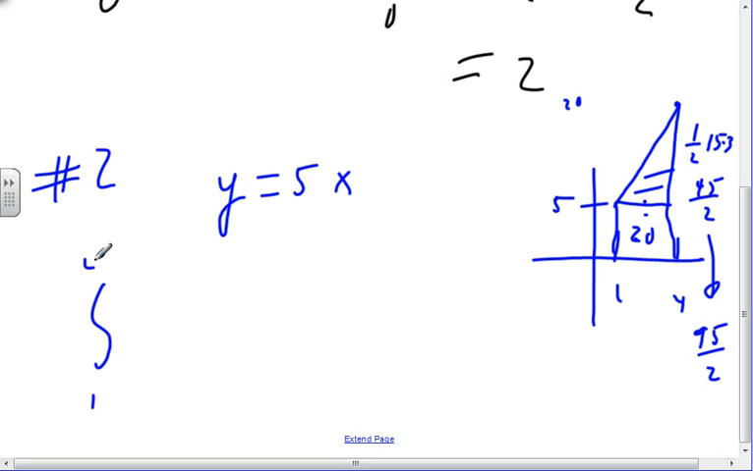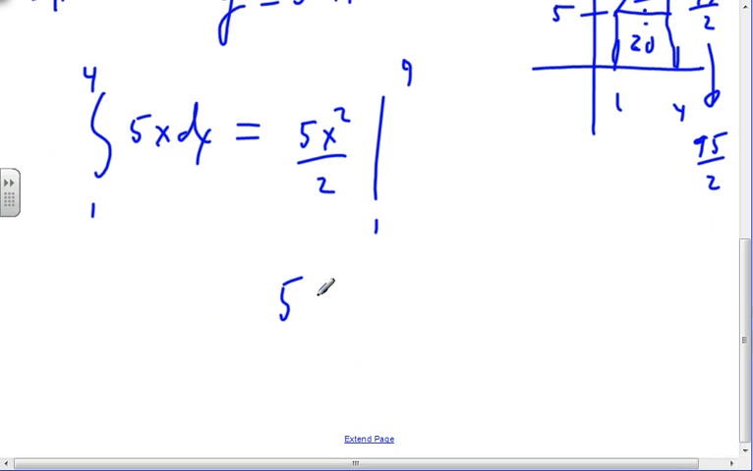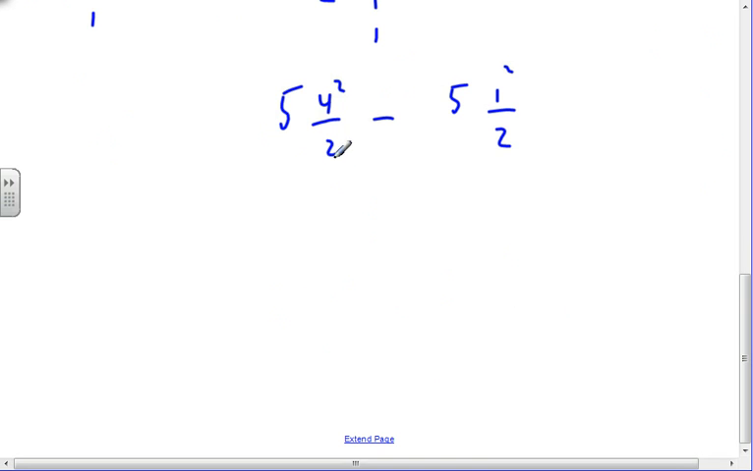The integral from 1 to 4 of 5x dx is going to be 5x squared over 2. Why do I do that? I increase the exponent by 1, and I divide by the new exponent, evaluated at 1 and 4. So I've got 4 squared divided by 2 minus 1 squared divided by 2. And that's going to be 16. 16 divided by 2 is 8. 8 times 5 is 40. Minus 5 halves. All right, so this would be 80 halves minus 5 halves, that'd be 75 halves for a final answer.